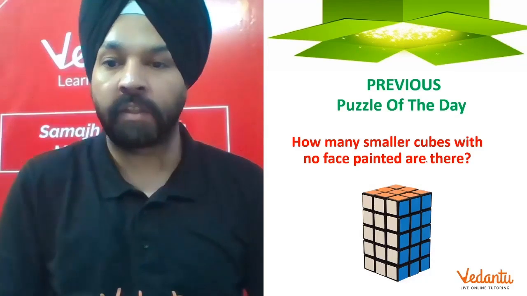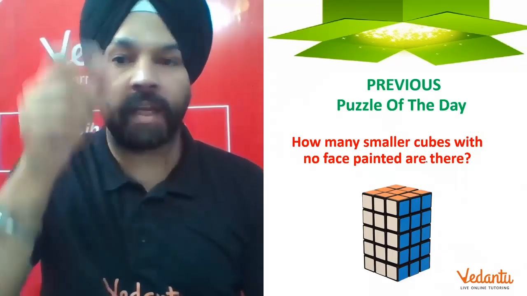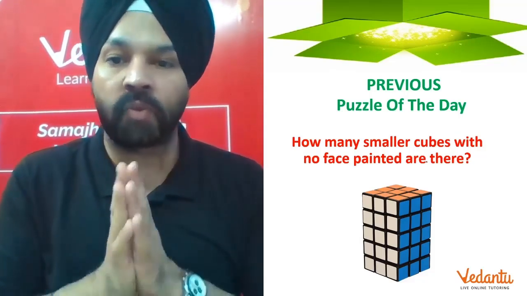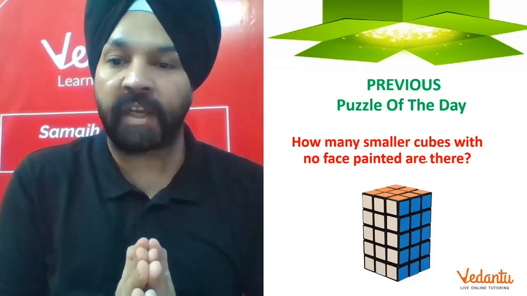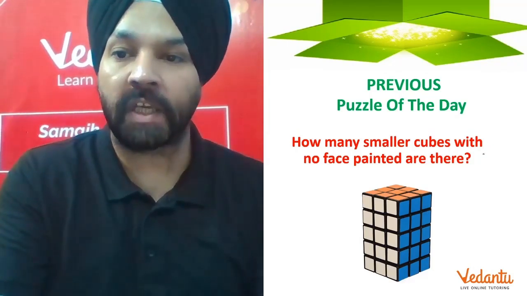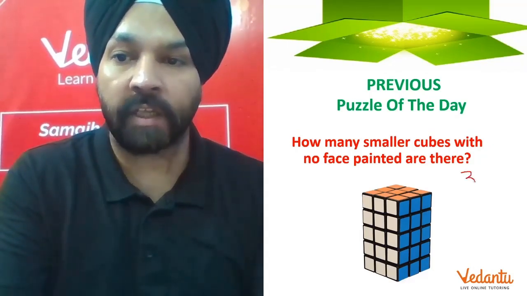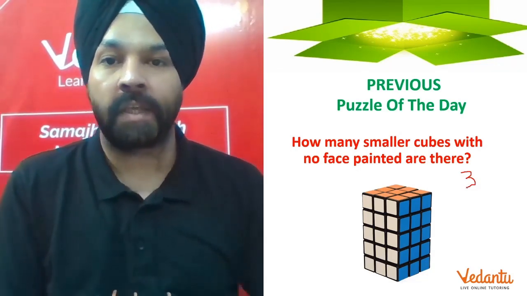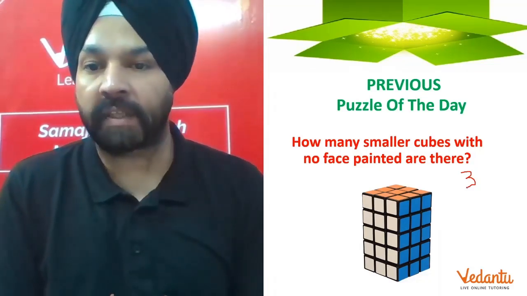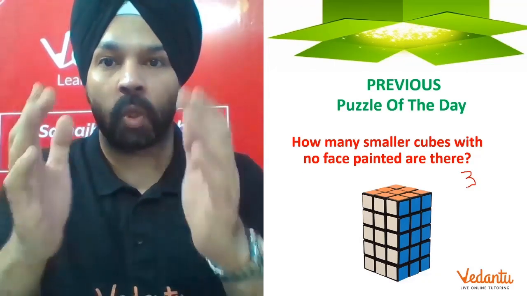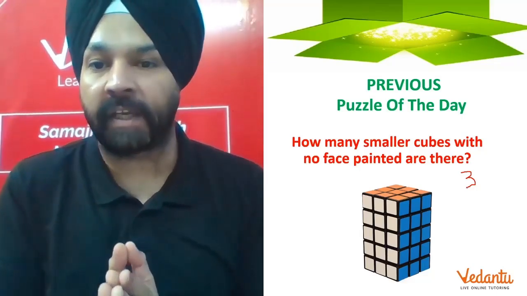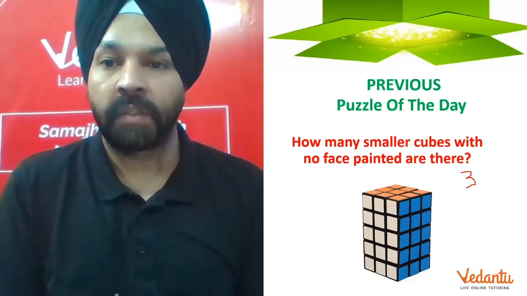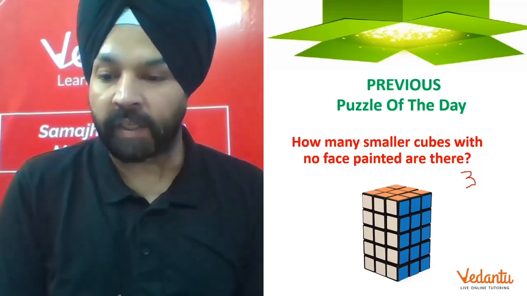A bigger Rubik's cube. Inside it there is a column, and in that column there are some cubes. You were asked how many smaller cubes with no face painted are there, and it is very much visible that only 3 such cubes are there. So many students gave the correct comment in the comment box that the answer to the puzzle is 3. That is, 3 cubes are there which are hidden, and none of their faces is painted. No face painted. So rightly answered by many of you. Very good. I am moving on to the next one.